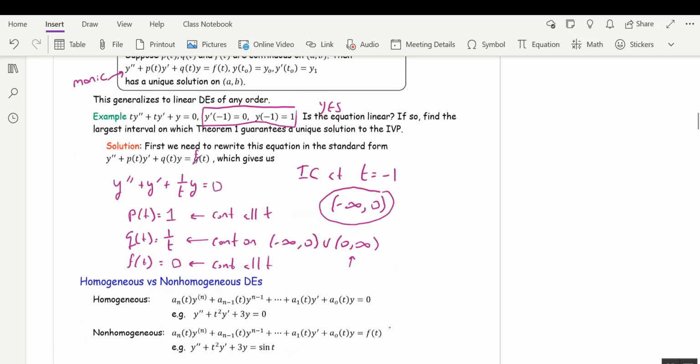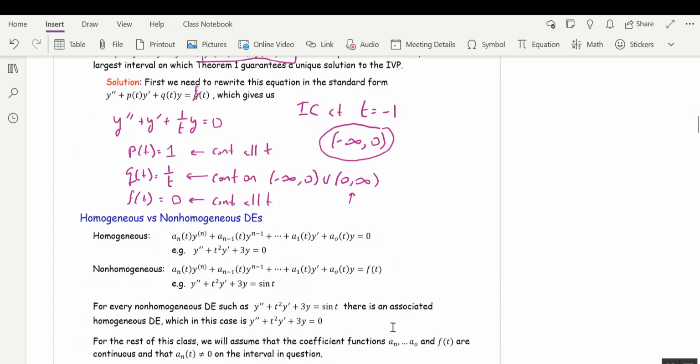Okay, homogeneous versus non-homogeneous. The word homogeneous gets overused in math, but in this case, a homogeneous differential equation is where your driving, external force f is 0. So you have a differential equation and you set it equal to 0. That's homogeneous, and here's an example. Non-homogeneous: f external is not 0. Now for every non-homogeneous equation, such as this one, we can look at the associated homogeneous one, this one, by removing this external force and replacing it with 0.